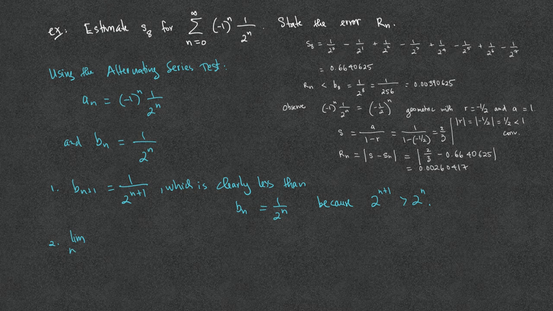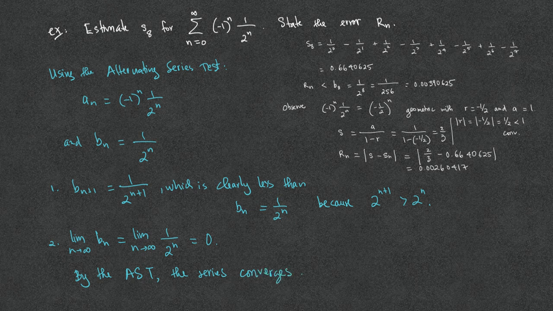plus 1 is greater than 2 to the n. The second condition is also obvious because the limit as n goes to infinity of b sub n is 0, 1 over a very large number. And so by the alternating series test, the series converges.